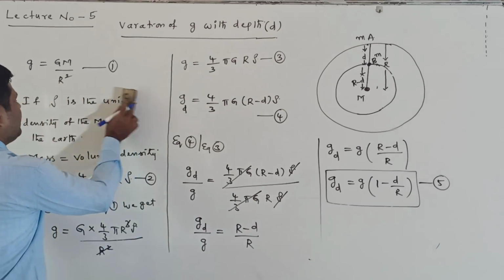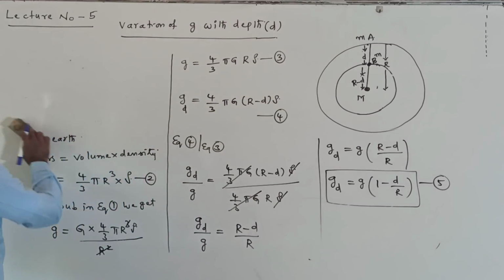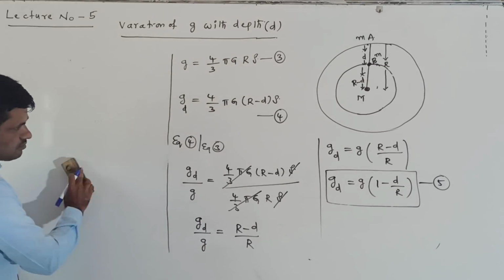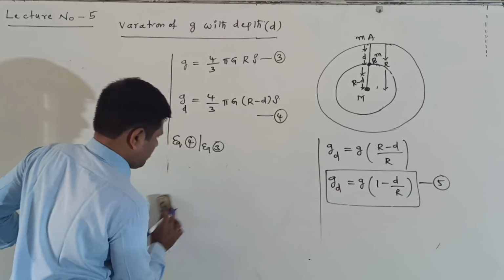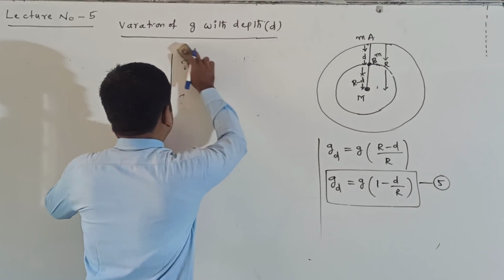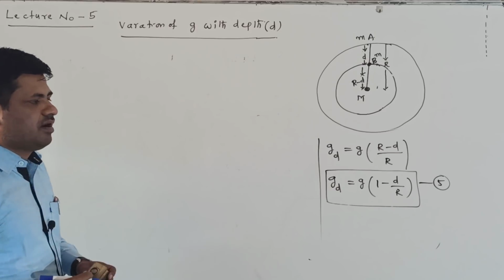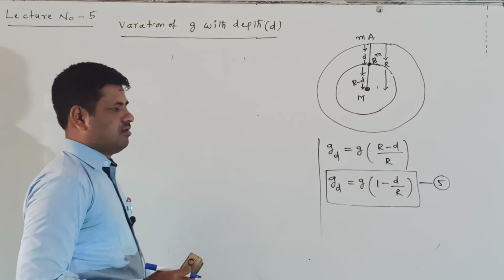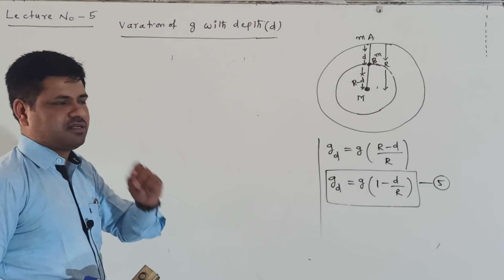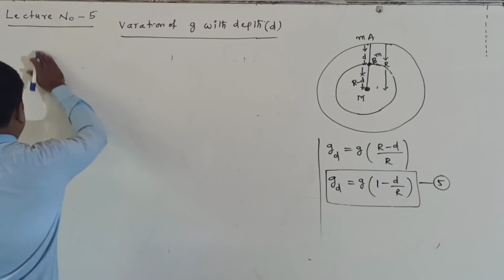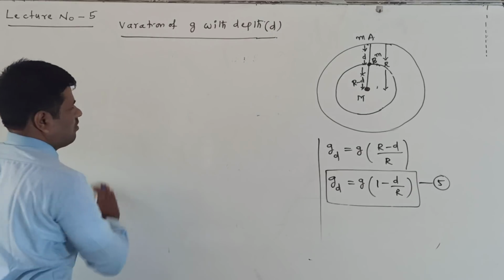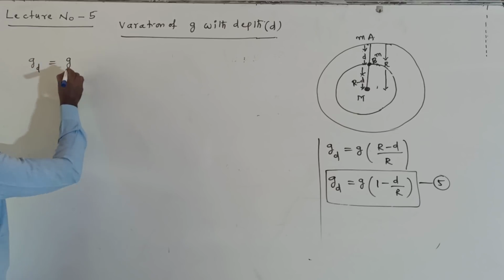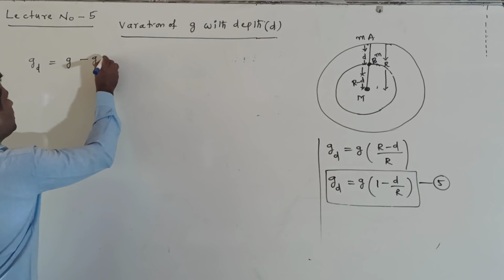Now we will discuss some important points regarding competitive examinations. What is the formula we are getting here? gd is equal to g into 1 minus d by r. When d increases, the gd value decreases, because the 1 minus d by r value decreases. Now listen, gd is equal to g multiplied by the bracket, g into d by r.